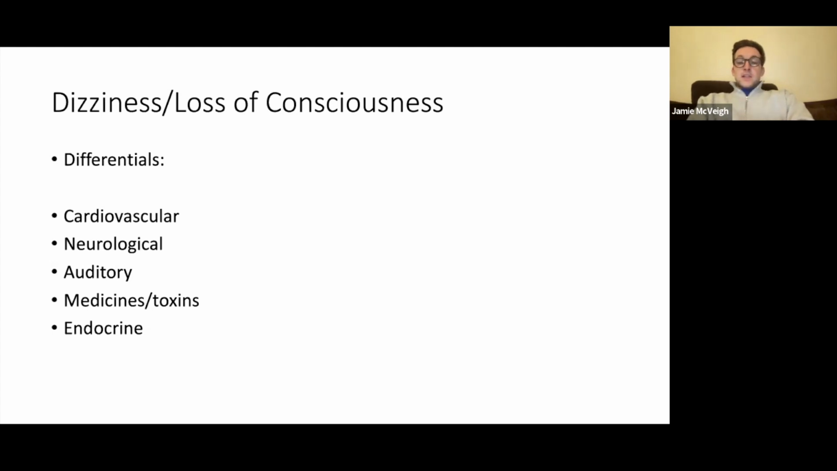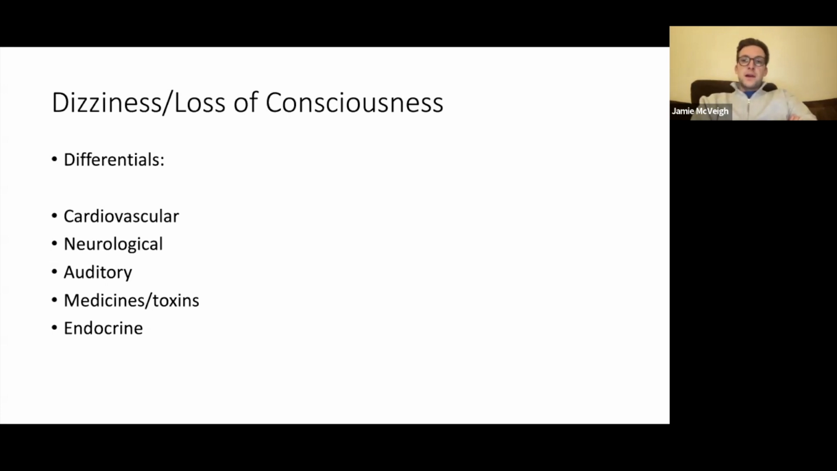Okay, so the first is cardiovascular as a cause, the main one being actually hypovolemia. So I've put that in cardiovascular, but anything can cause that. Could be septic, it could be cardiogenic shock, it could be neurogenic shock, distributive shock. Okay, but I've put that in the cardiovascular. So low circulating volume can lead to dizziness and can lead to reduced consciousness.